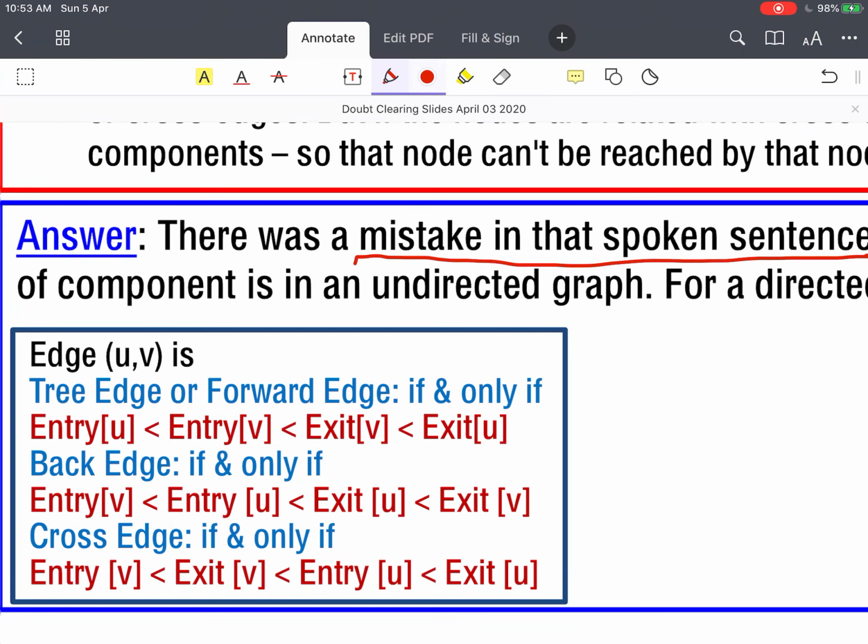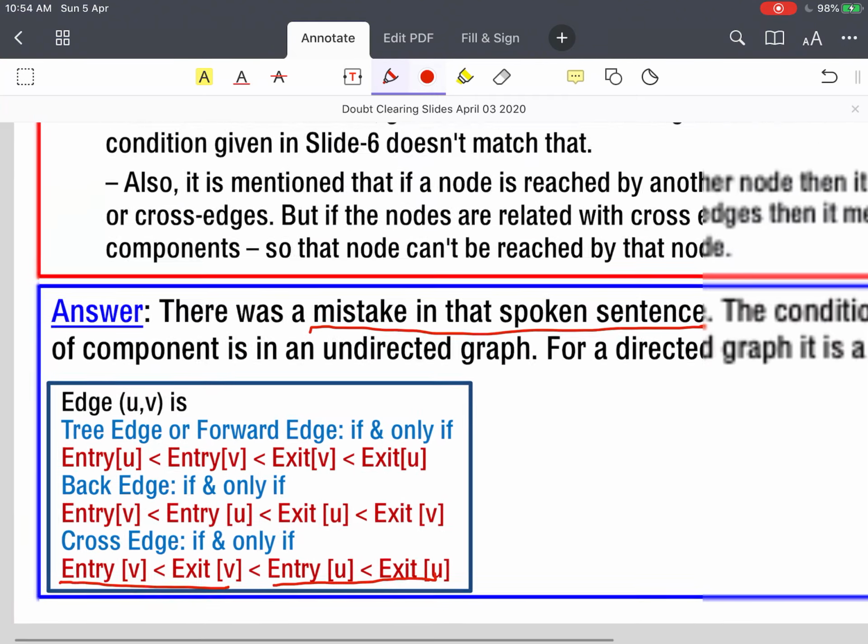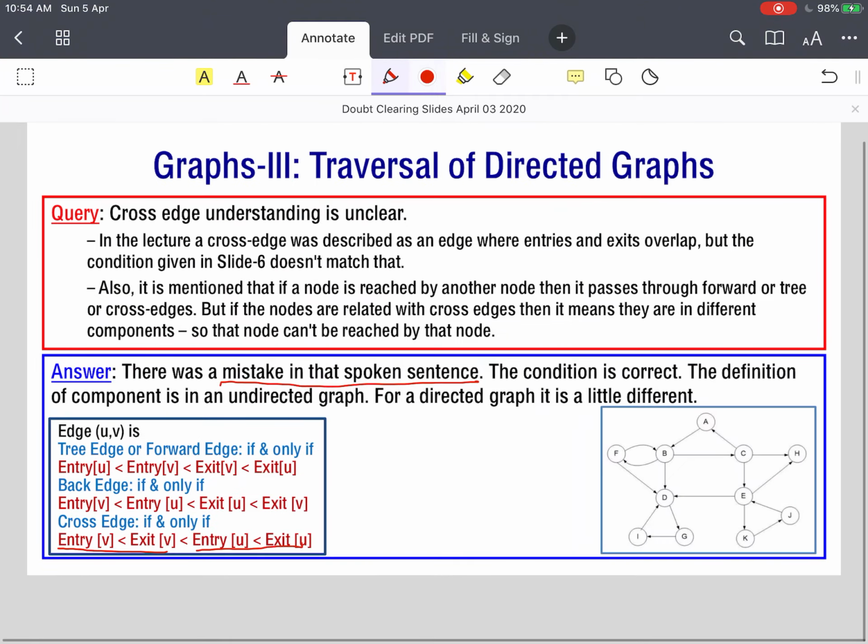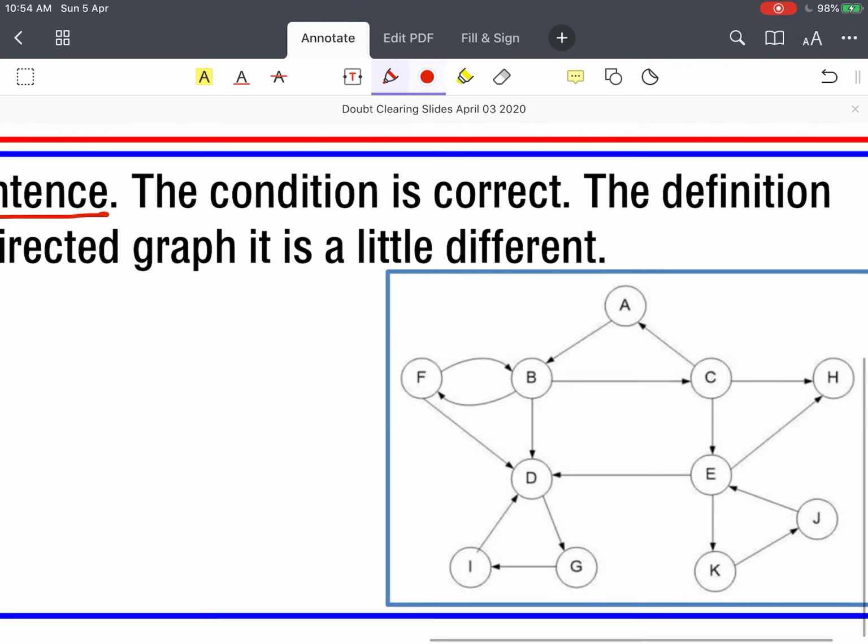So the definition of cross edge is correct. The definition of cross edge, as we had said, is that the entry and exit of a node V are both less than the entry and exit of a node U. Only then there is a cross edge.